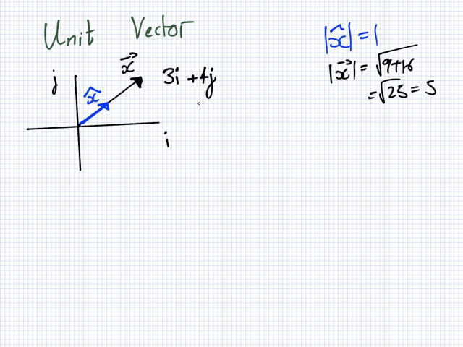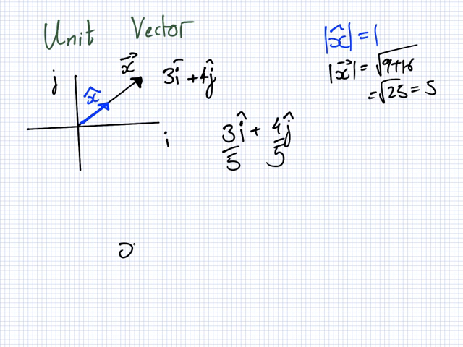5 minus, yeah, well. What do you think? 3 and 4 minus 5. No. How do you make a vector bigger or smaller? Divided. Just divide it by 5, and now you shrink it down to the right size.